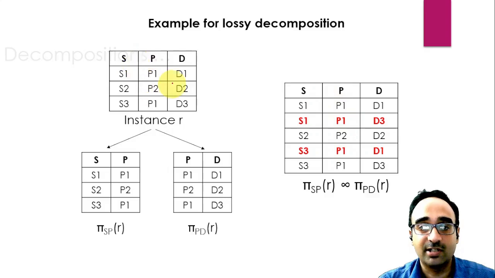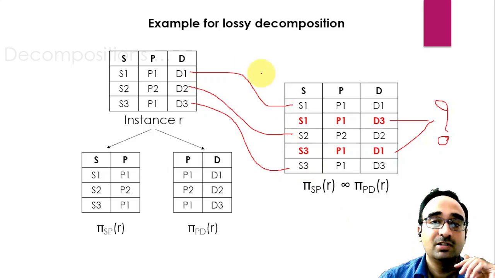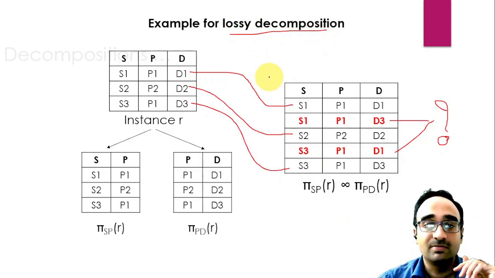So is this the same as the original? No. This row is here, this row is here, and this row is here. Now what are these two rows? So this is called lossy decomposition.